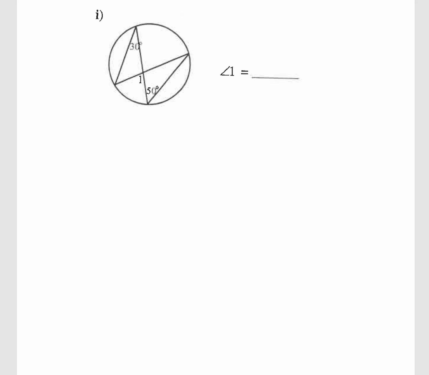Part I of question 5 is asking us to find angle 1, which is this angle here. What we want to remember with this question is that equal arcs, or the same arc, have equal inscribed angles. So equal arcs have the same inscribed angles.